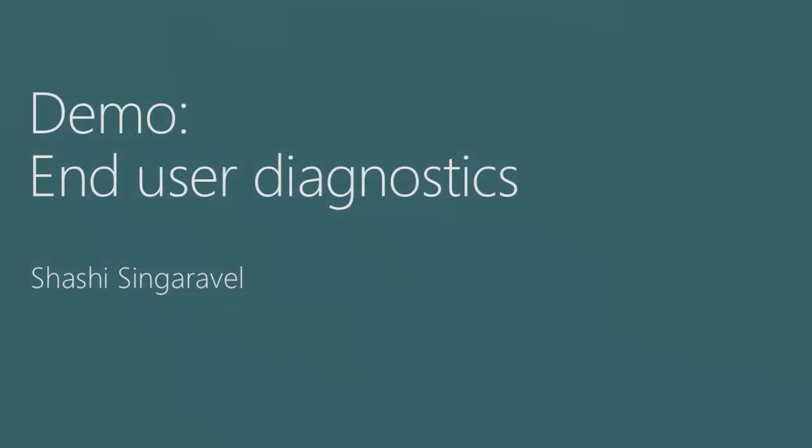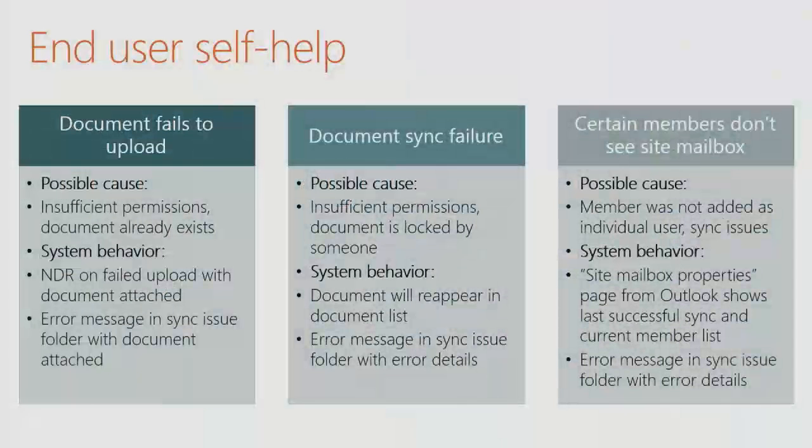Now I'm going to switch back to the slide deck here. So we looked at three different things. What happens when a document fails? What are the different possible errors that can happen? So we've seen it could be just that the document already exists, insufficient permissions, or even we saw that it could be locked by someone else. And the last one there is the members not seeing the site mailbox.